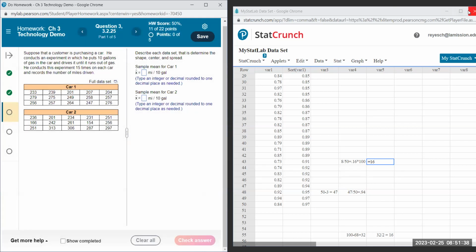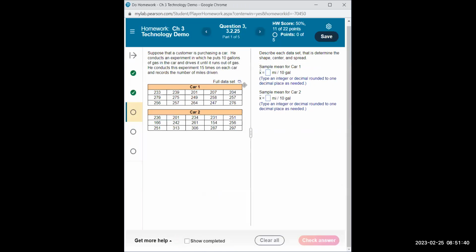Close that. Okay, let me open this in StatCrunch in case we need it and share that with you while you pull up the next question.